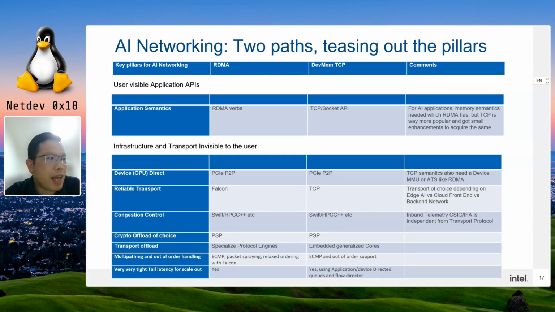And this is a table that we came up with to compare RDMA and TCP. It covers the API, the verbs and the socket API, and also the infrastructure and the transport, which are invisible to the user, but that is a big difference. But we have a comparable for TCP to RDMA.